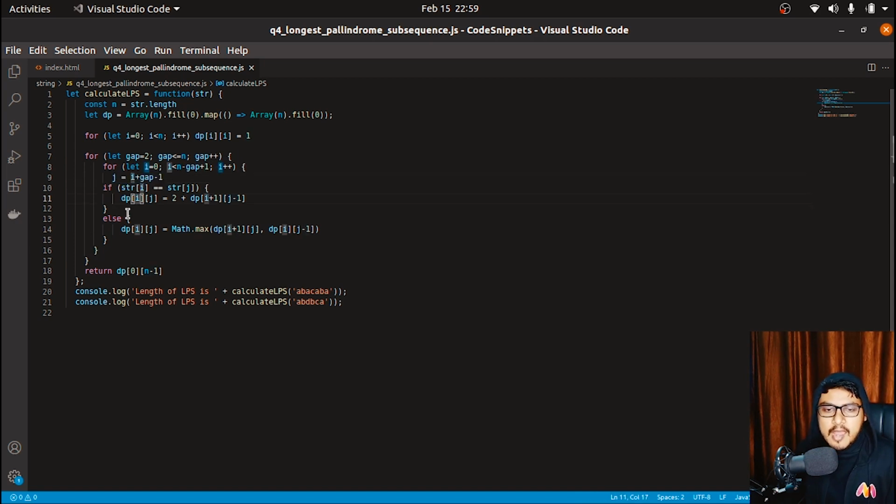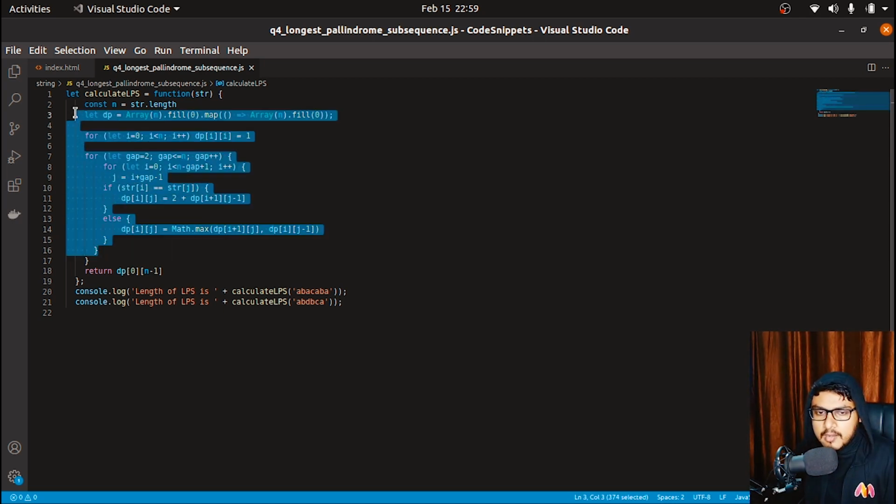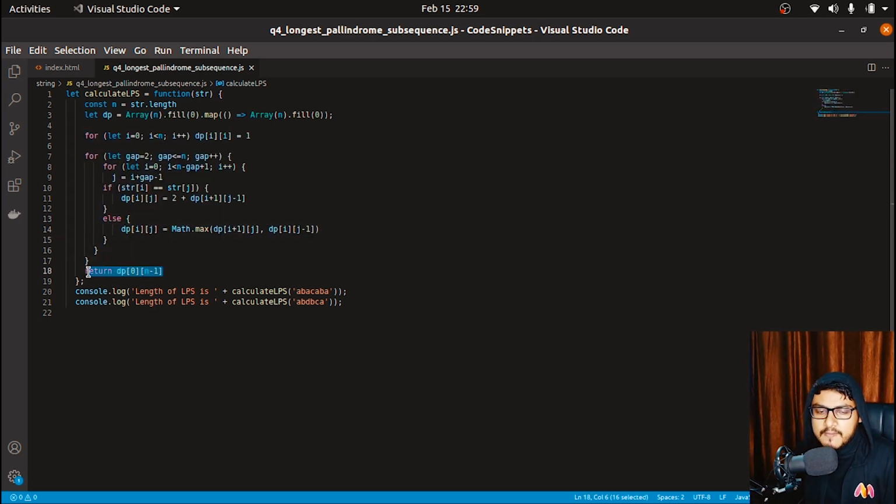Okay, and we have this logic that if str[i] equals str[j], then dp[i][j] would be 2 plus dp[i+1][j-1]. We are shrinking the index, and if our characters are not matching, then dp[i][j] would be Math.max of dp[i+1][j] or dp[i][j-1]. This is the standard logic, and at the very end we are returning the value at the very top right corner, which is dp[0][n-1].